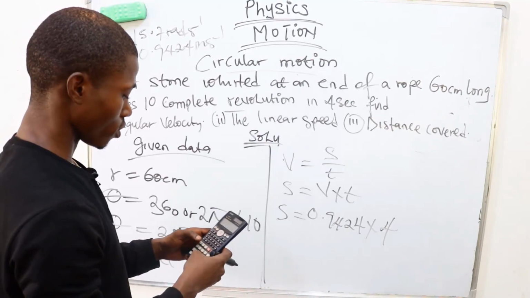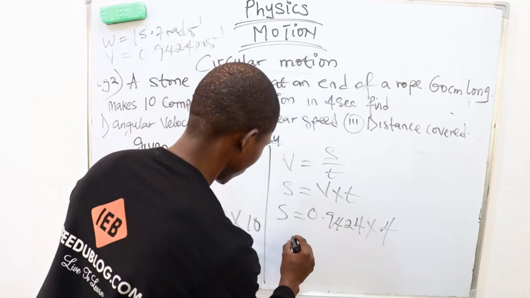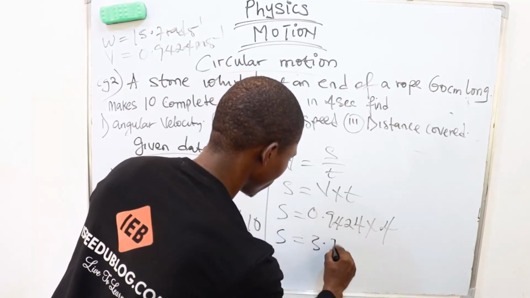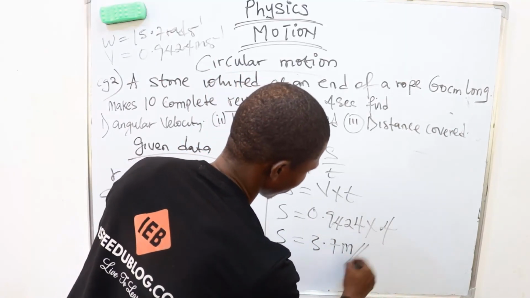Our answer times 4 now gives us 3.7. Our distance will be 3.7 meters approximately.